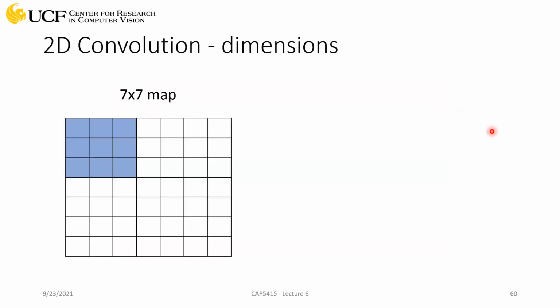Now there was a question earlier, how we went from 32 to 28 and then 28 to 24. So let's try to understand all those dimensions. Let's say you have an input image map of 7 cross 7 and you're using a kernel of shape 3 cross 3. So the filter is 3 cross 3. The first position you can apply is like this, then you can move towards the right.